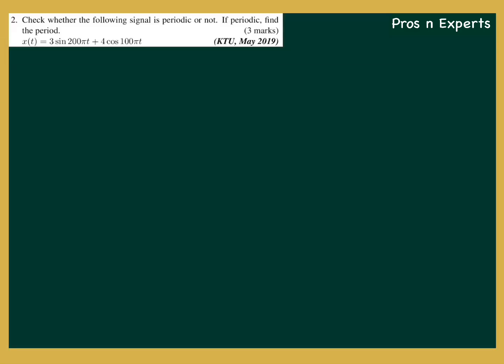Moving forward to the next question. Check whether the following signal is periodic or not. If periodic, find the period. So the signal given is x of t equal to the sum of two sinusoids, 3 sin 200 pi t plus 4 cos 100 pi t. We have to find whether the signal is periodic or not. Only if periodic, you need to find the time period of the entire signal.